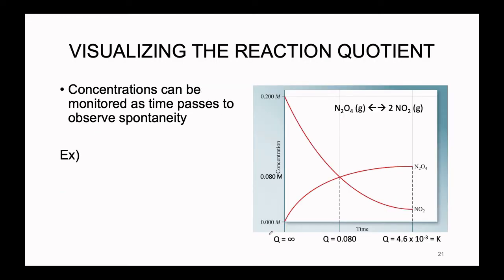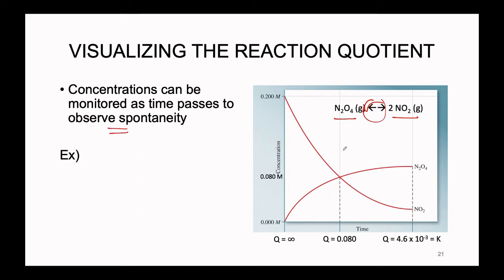So the reaction quotient, this concept, can also be visualized. Right, we also had a similar visualization when describing equilibrium in the first place, this reaction where our N2O4 is decomposing into 2 nitrogen dioxides. There's going to be a point where your reactant is decreasing in concentration, your product increases in concentration, but then there's a point where your reaction, if it's reversible, hits this nice equilibrium steady state. So concentrations can be monitored as time passes to observe this type of spontaneity.